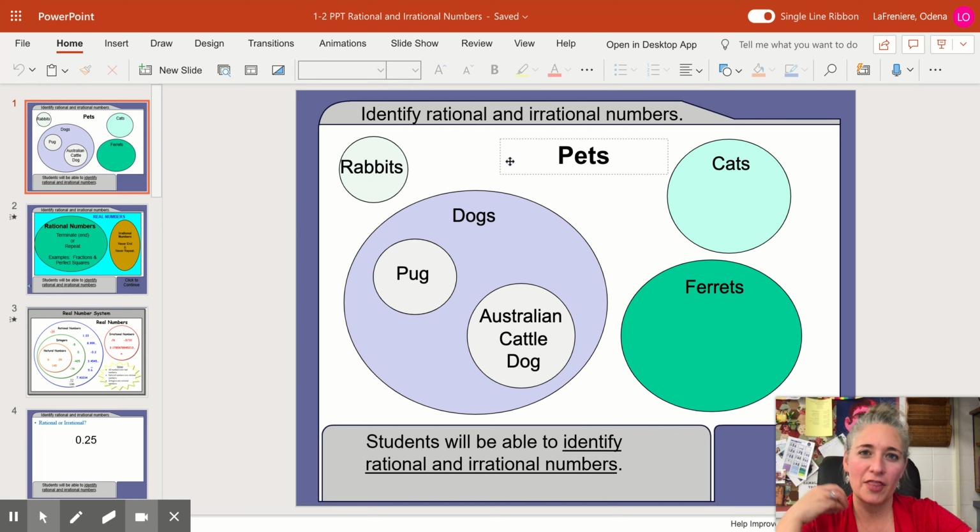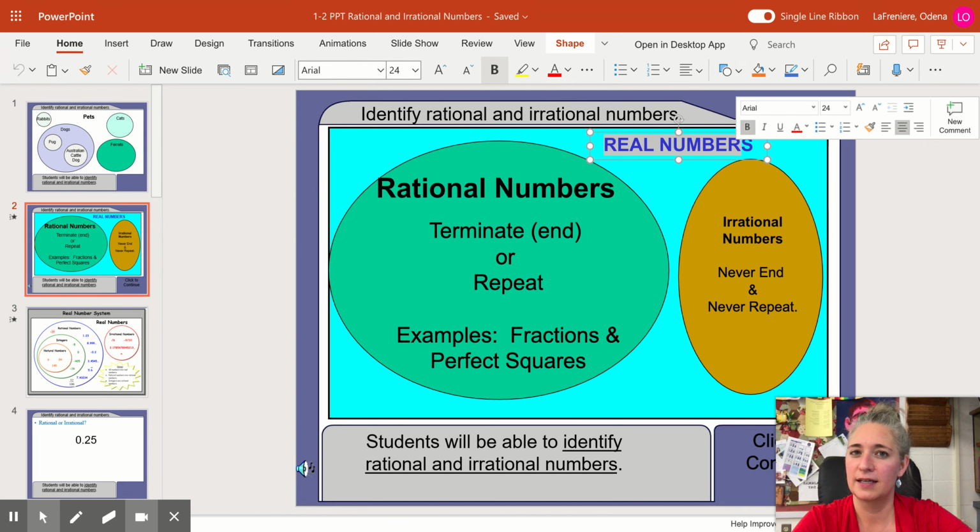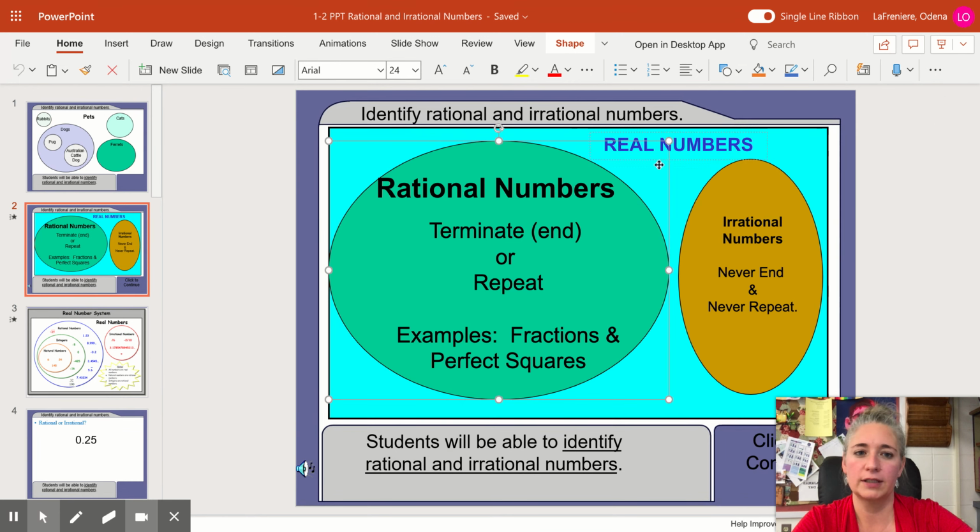So thinking about that, let's look at classifying some numbers. The main two numbers that we're going to be looking at are rational and irrational. And they go under the big title of real numbers, just like pets. So some real numbers are rational. Rational numbers terminate, meaning their decimal ends, or they repeat, meaning they're a repeating decimal.